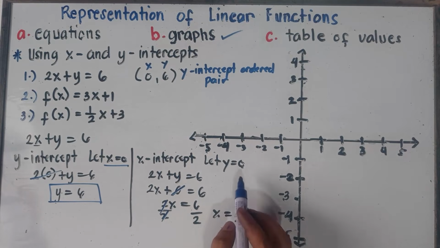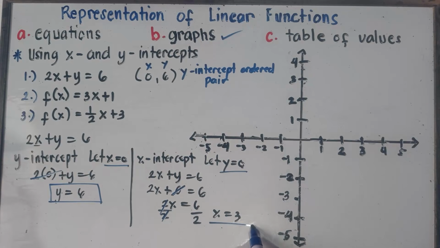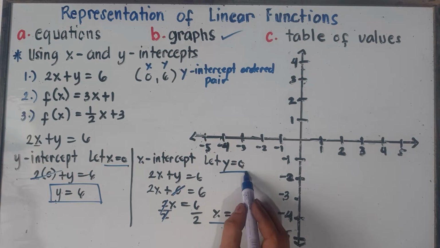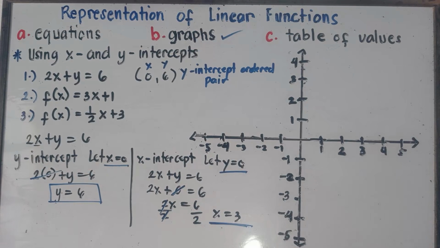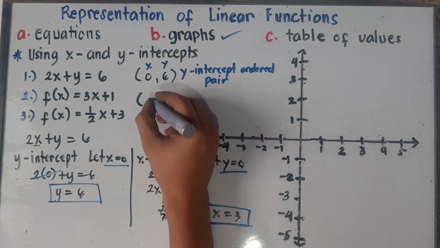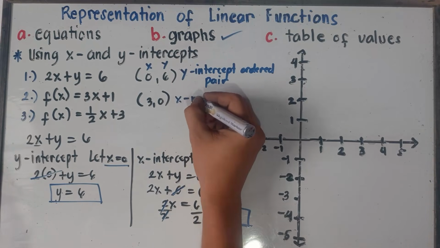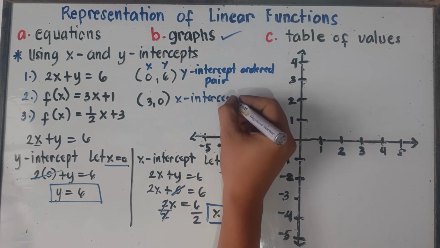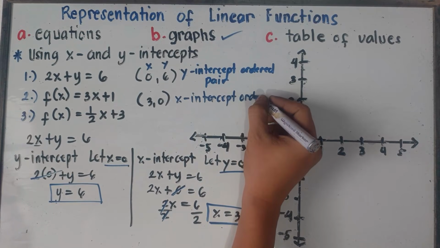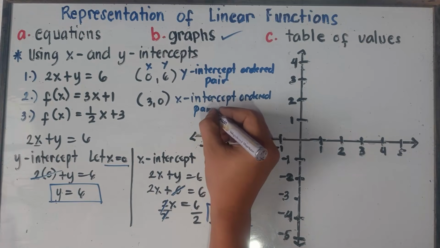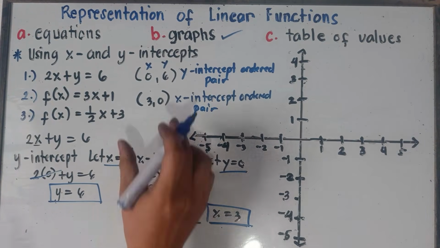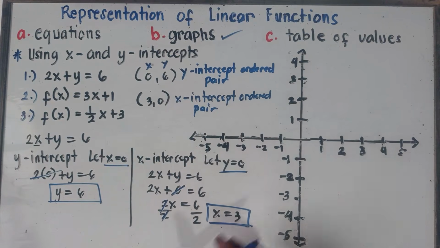So therefore, if y is 0, x is positive 3. And this will be our x-intercept, x equals positive 3. And the ordered pair would be x is positive 3, and then y is 0. We call this the x-intercept ordered pair. Alright, and then simply plot this on the Cartesian plane, and then connect the points, and then you're all set. Easy as that, class.